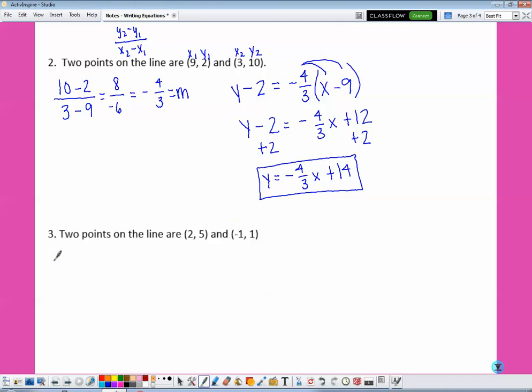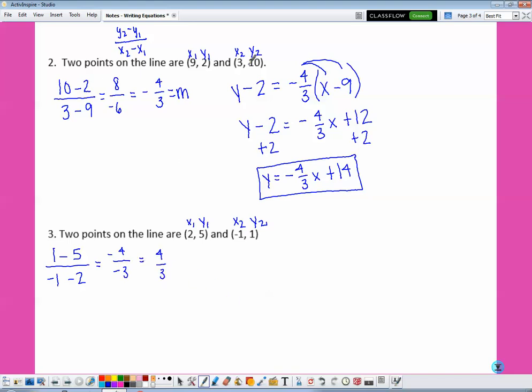So for number 3, the first thing we're going to do is find the slope. So x1, y1, x2, y2. So 1 minus 5 over negative 1 minus 2. And we get negative 4 over negative 3, which is 4/3.